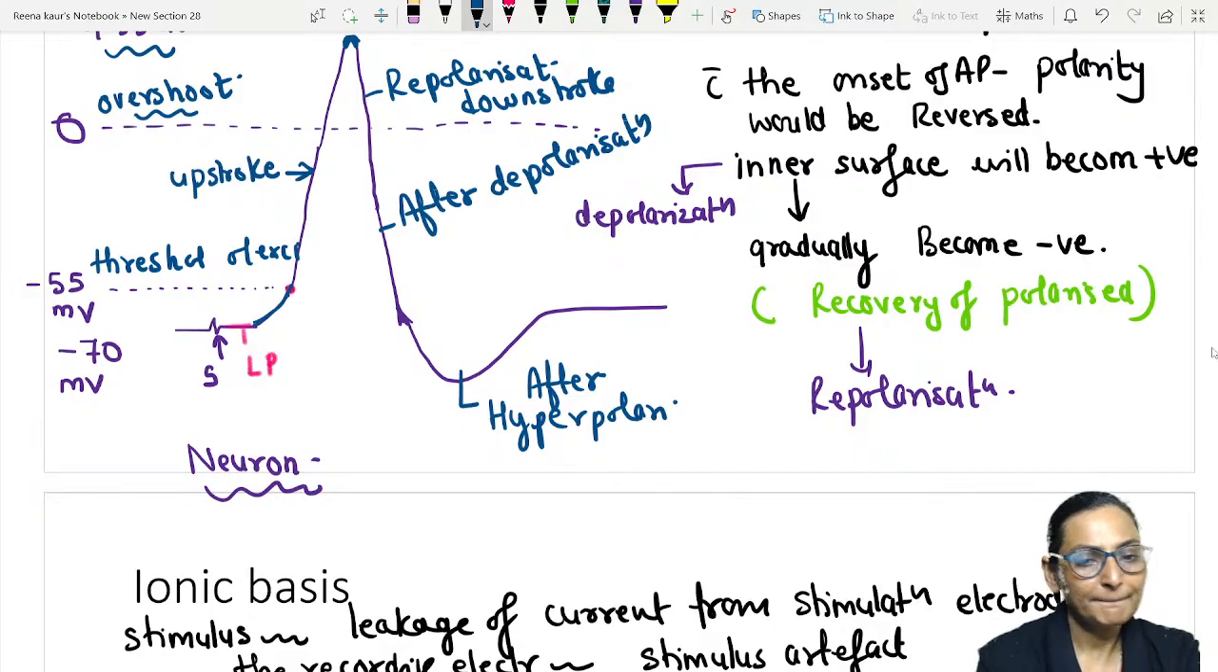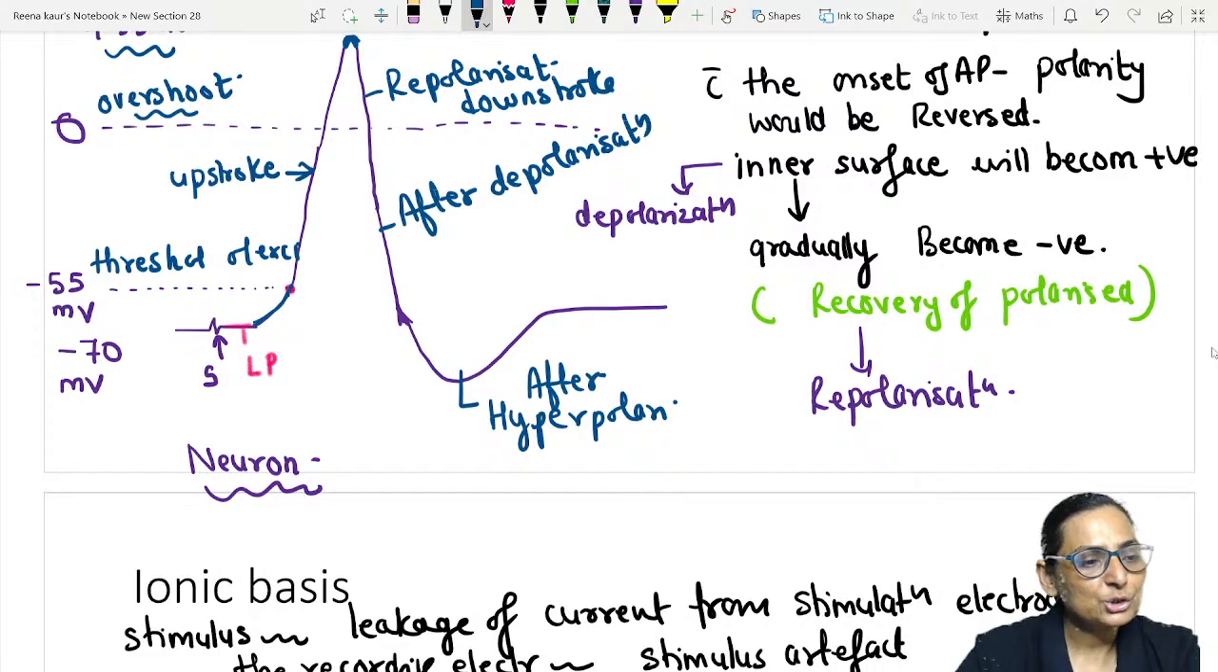So because they are slow to close, there is a continued efflux of the potassium ions that causes the resting membrane potential to become more negative, right? More negative, and that is called as after hyperpolarization.